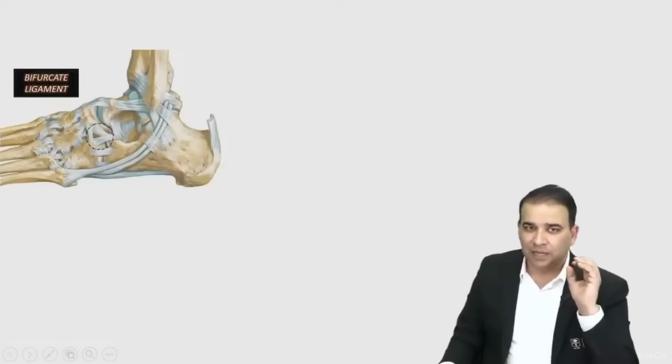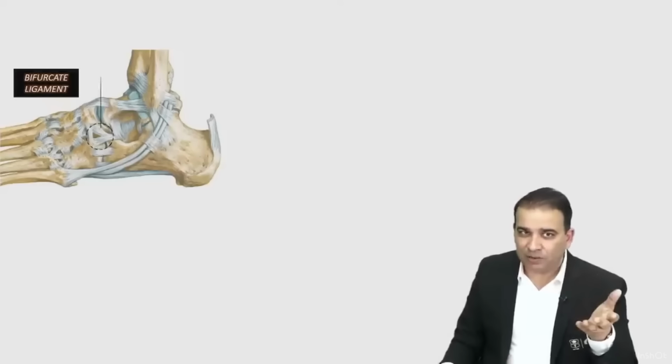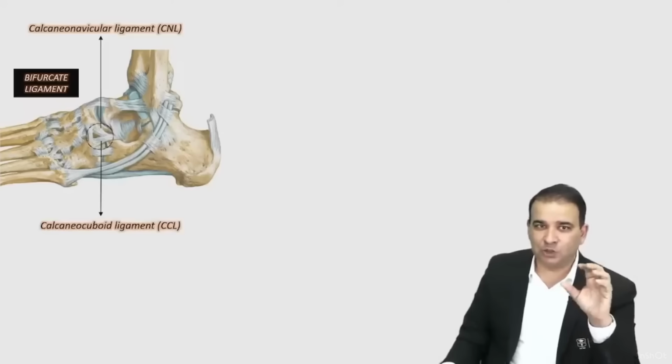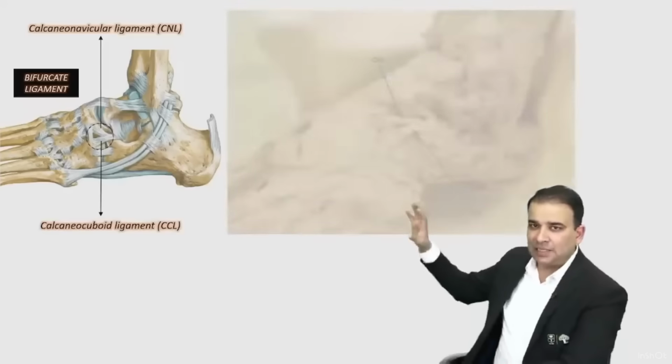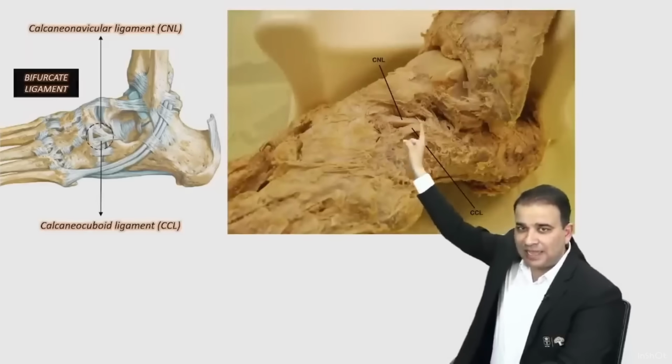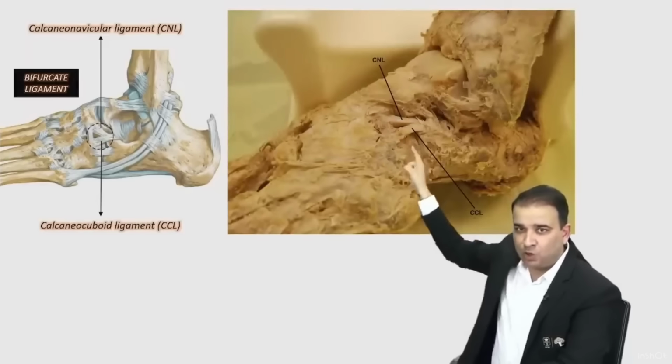We have a calcaneo-navicular band, you can say calcaneo-navicular ligament, and we have a calcaneo-cuboid band, or calcaneo-cuboid ligament. So these are the two parts of the bifurcate ligament, and that's how this ligament will look. It's a very nice picture of this bifurcate ligament. Look at the two bands over there, the calcaneo-navicular to the navicular bone, and the calcaneo-cuboid to the cuboid bone.